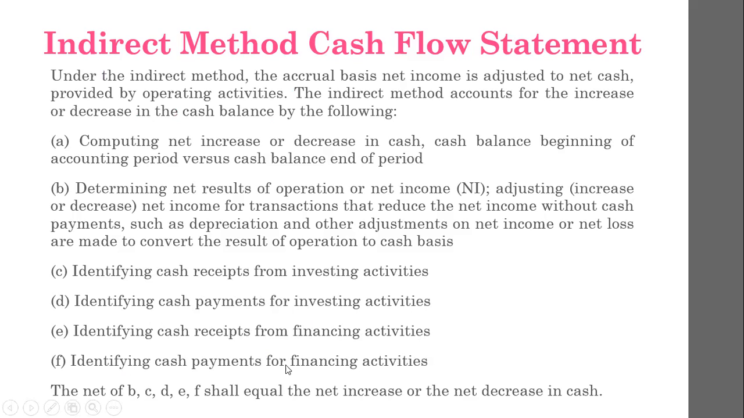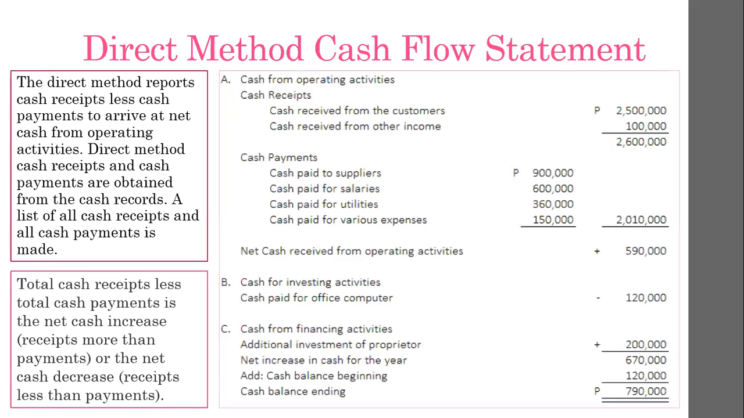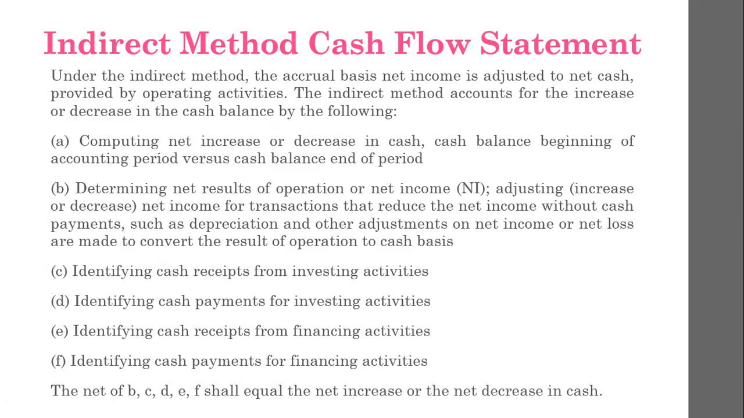So, identifying cash payments. So, yung mga payments, negative. So, lagi nyo lang tatandaan pag meron pong mga payments or paid na mention sa ating transactions, automatic ayun po ay mga ililes. Ima-minus po natin. Okay? So, the net of B, C, D, E, and F shall equal the net increase or the net decrease in cash. So, sabi ko nga sa inyo, dapat magre-reconcile siya sa beginning cash balance and ending cash balance. So, ito po yun.